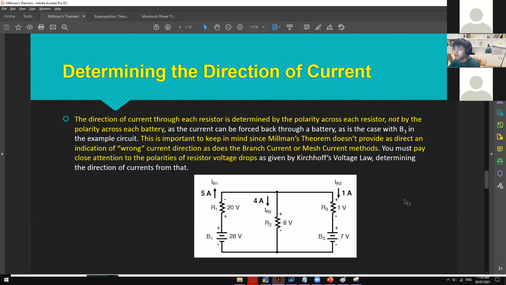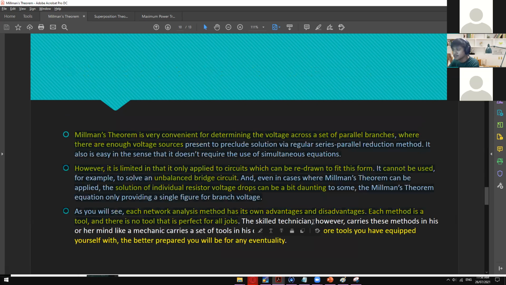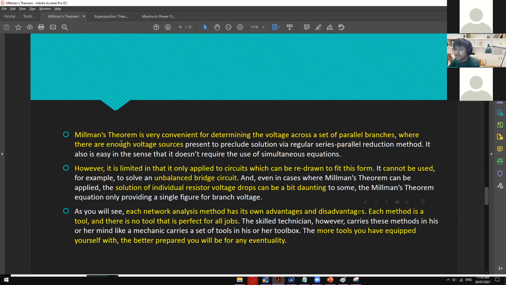Kasi wala na sumasagot. Anyway, this is already it for Millman's theorem, and the rest are just the summary or the conclusion. This is another theorem which is very convenient for determining the voltage across a set of parallel branches where there are enough voltage sources. However, it is limited in that it only applies to circuits which can be redrawn to this form, or yung sinabi ko kanina, which is may dalawang batteries and then dalawang resistance.